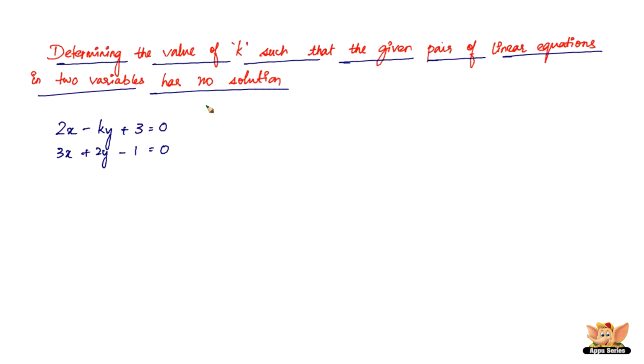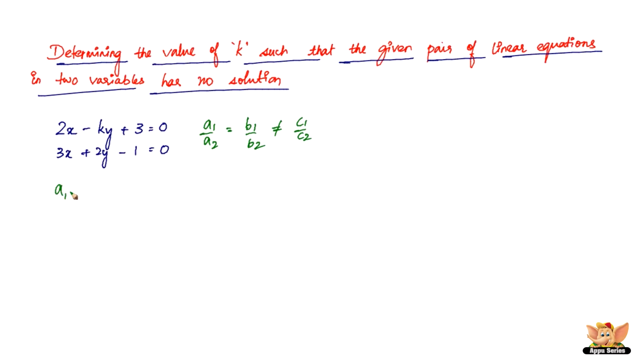So the condition for a set of linear equations in two variables to have no solution is a1 by a2 being equal to b1 by b2 not being equal to c1 by c2. If this condition is satisfied, then this set of linear equations in two variables will not have a solution.